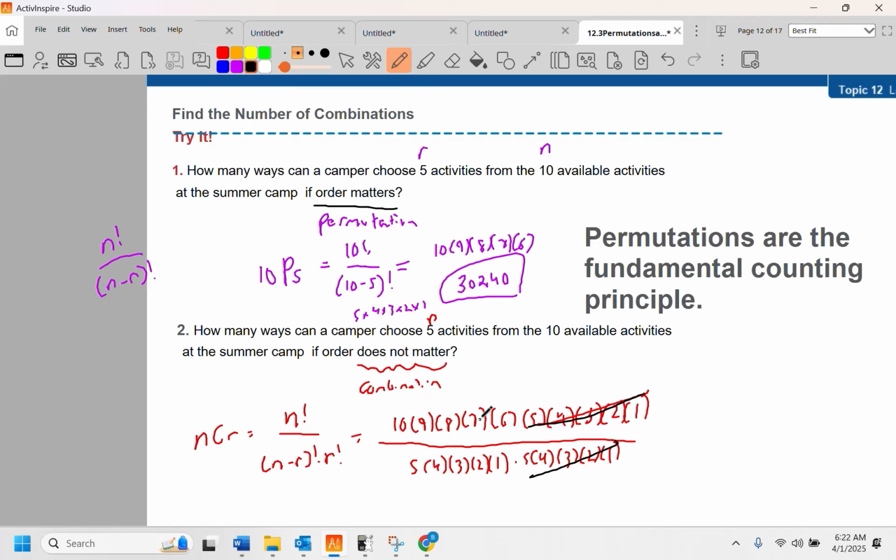And what do I have left up top? I've got my 30,240 up top. And down low, I've got 20, 60, 120. So then I have to divide that out. Zeros would cancel.